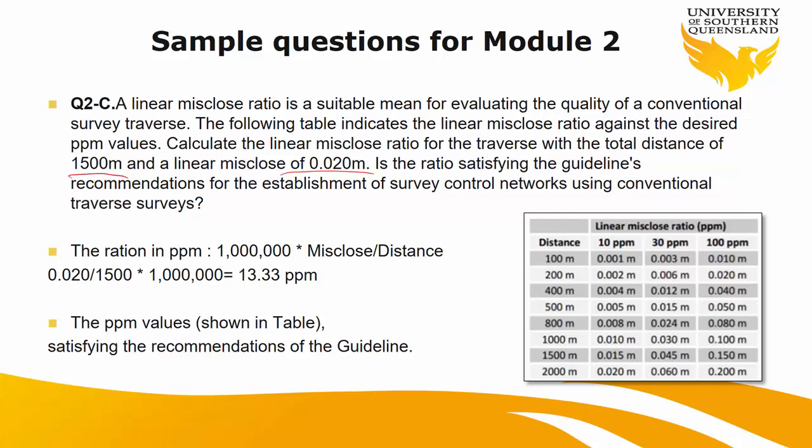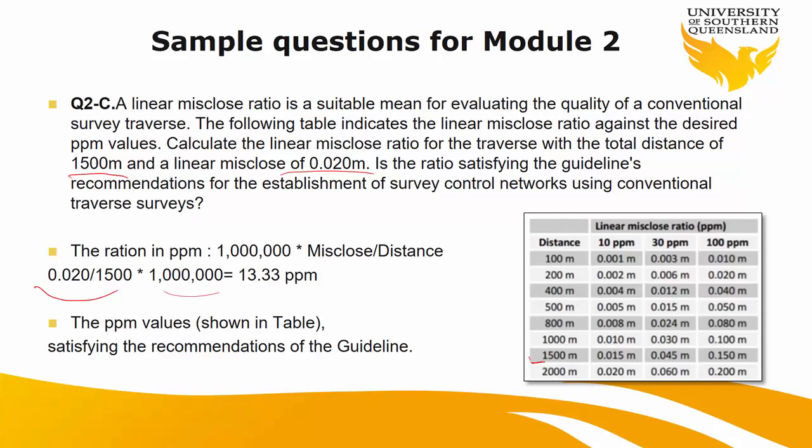If I have a question, I usually give you the table, so you don't have to memorize the table. So I simply come here and say, okay, what's the ratio to start off? Do you remember misclose ratio, guys? You have to convert it to ppm though, parts per million. You simply multiply by 1 million. So this is your misclose ratio, multiply, and in this case it's 13.33 ppm.